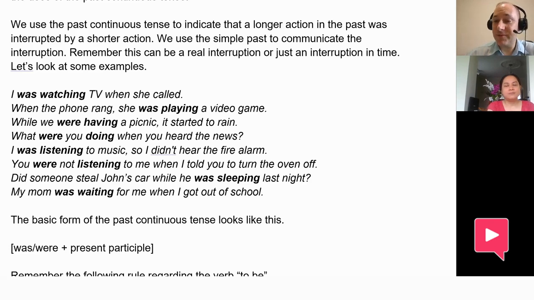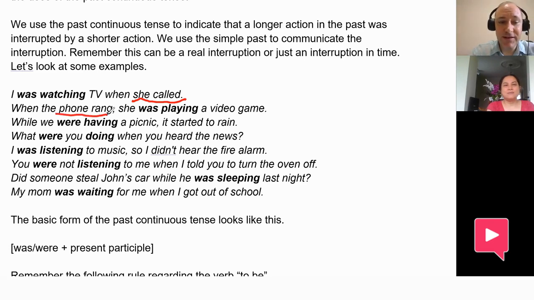What is the interruption? Can you identify the interruption in that sentence? Someone called her while she was watching TV. Yeah, that's right. So when she called, so someone called. So the phone call was the interruption. So I was watching TV when she called. How about the second sentence? What is the interruption? Okay. The phone rang. Correct. Phone rang is a yes.